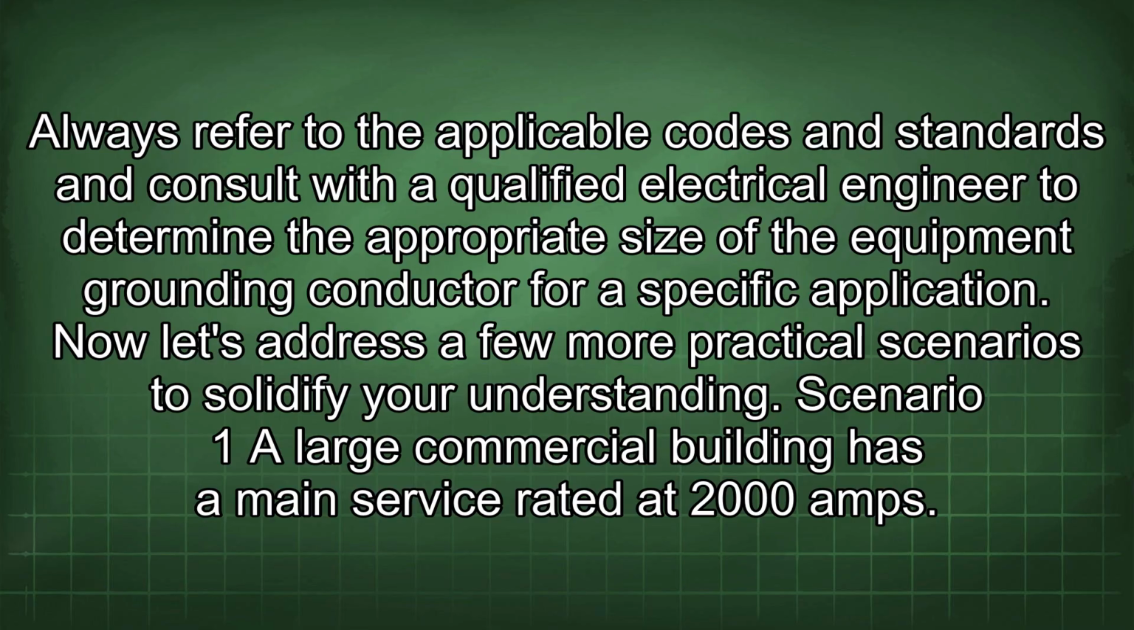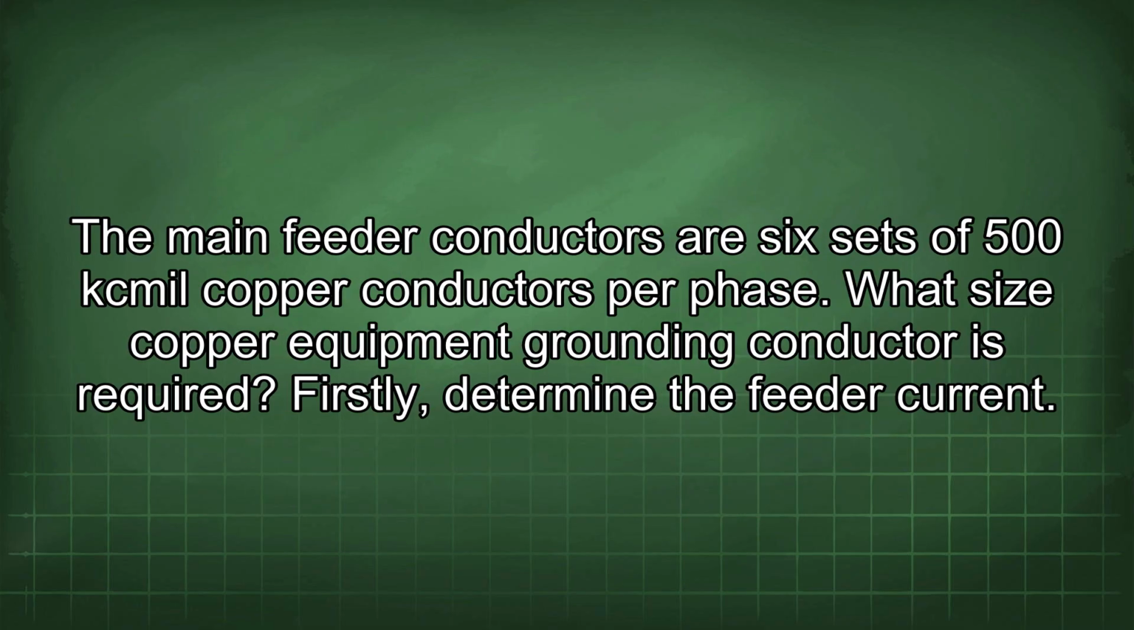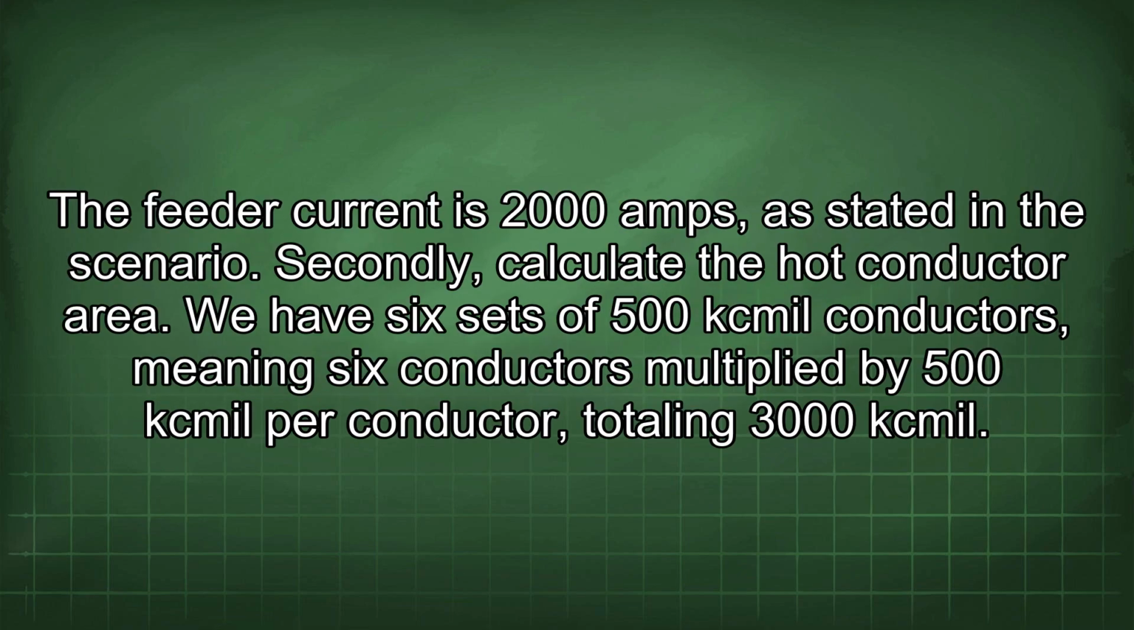Now let's address a few more practical scenarios to solidify your understanding. Scenario 1: a large commercial building has a main service rated at 2000 amps. The main feeder conductors are 6 sets of 500 kcmil copper conductors per phase. What size copper equipment grounding conductor is required? Firstly, to determine the feeder current. The feeder current is 2000 amps, as stated in this scenario.